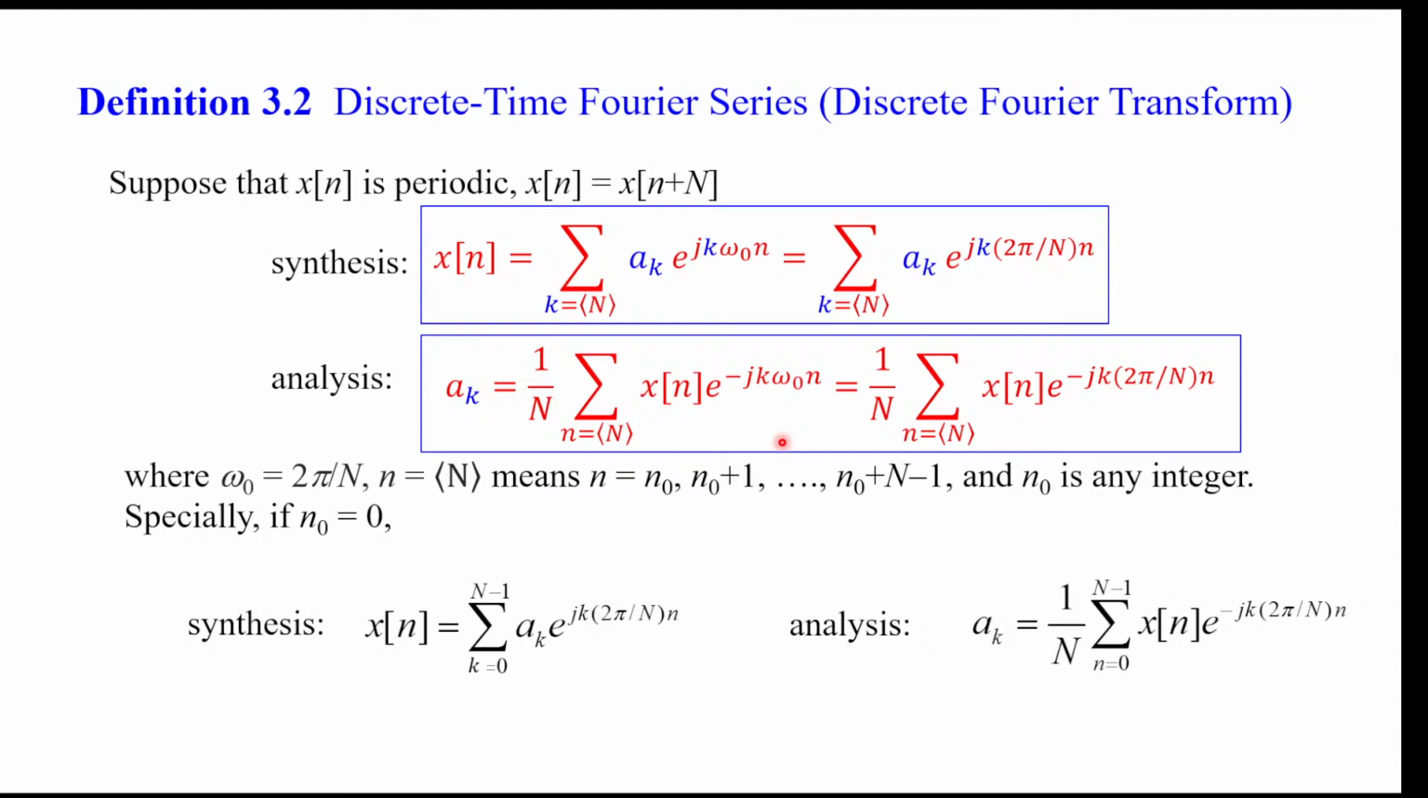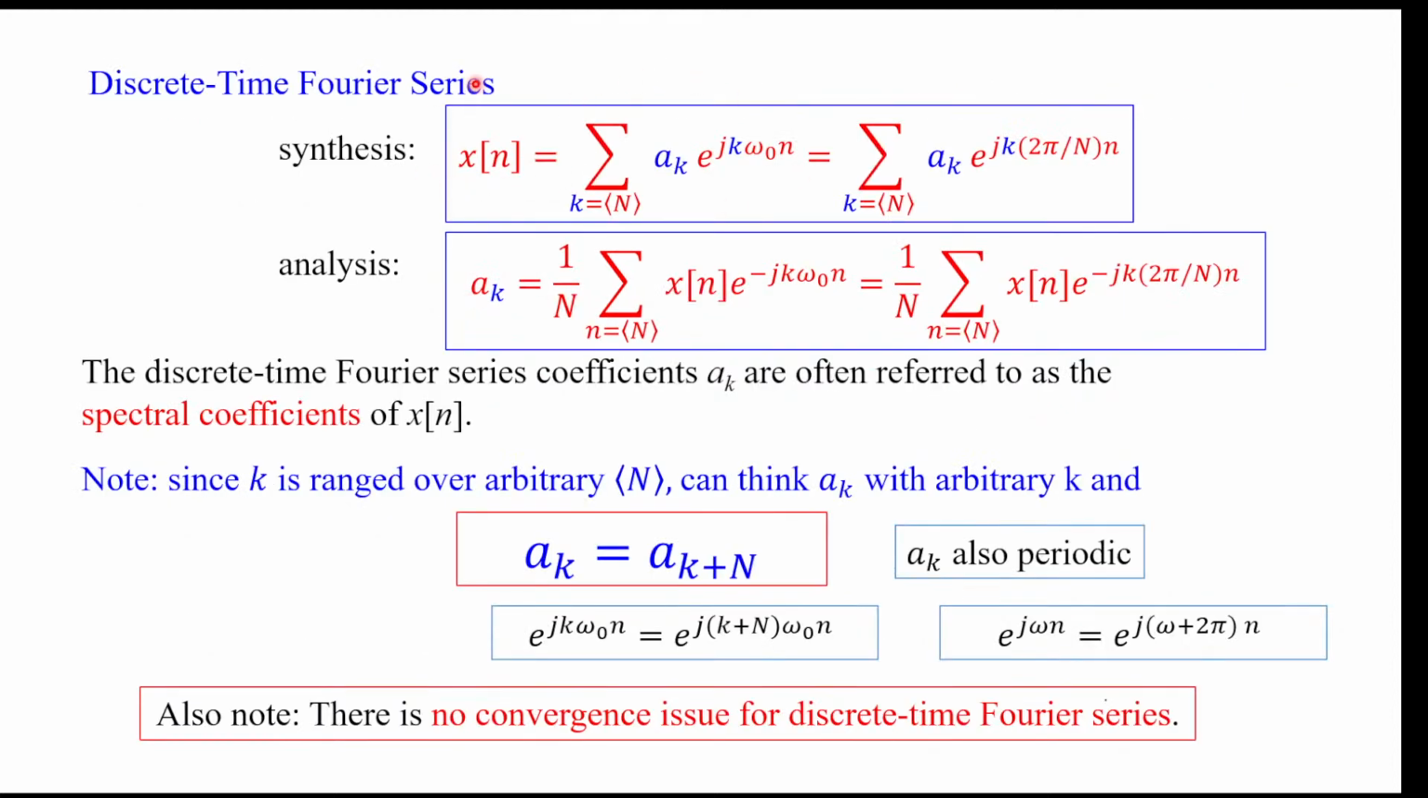It's very similar to the continuous time case, except obviously that x is discrete time, and because x is discrete time, ak is periodic. So we see that if x is periodic with period big N, ak is actually also periodic with period big N. Okay? And we only need to sum over ak for an interval of length big N. Okay? And also there is no convergence issue for this discrete time Fourier series.